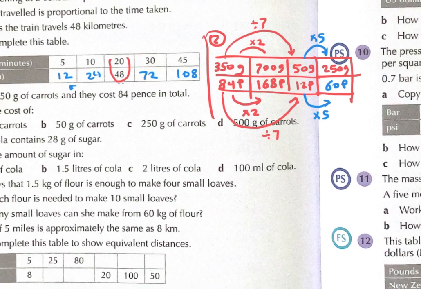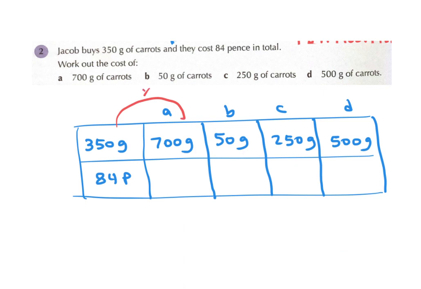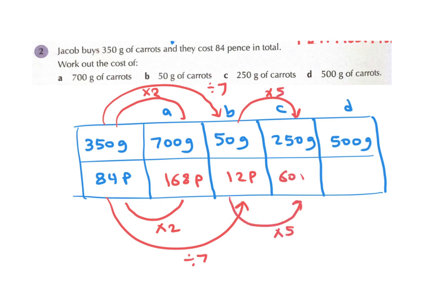Without the table, you can do that. Just write, look, without the table for A, because 350 times 2, so multiply 84 times 2, 168 pence. Now for 500, we divide by 7, so 84 divided by 7 equals 12. Now for that one, from 50 to 250, multiply by 5, so 60. Now from 250 to 500, what we did? Multiply by 2, so 120.